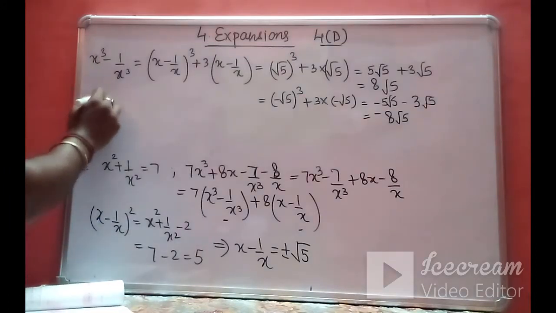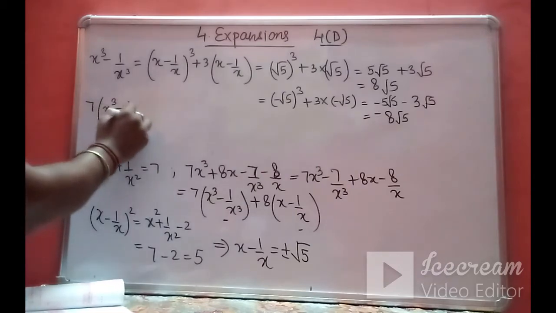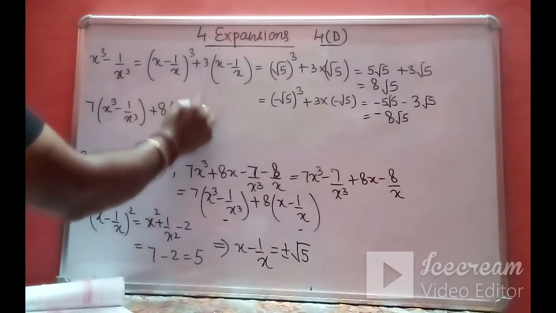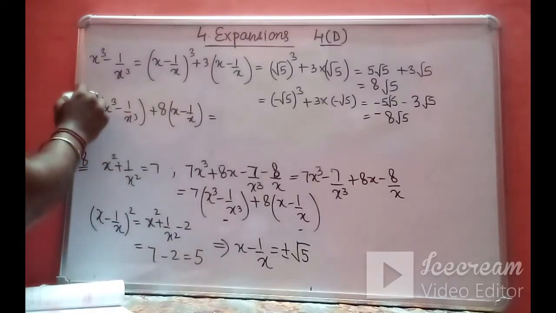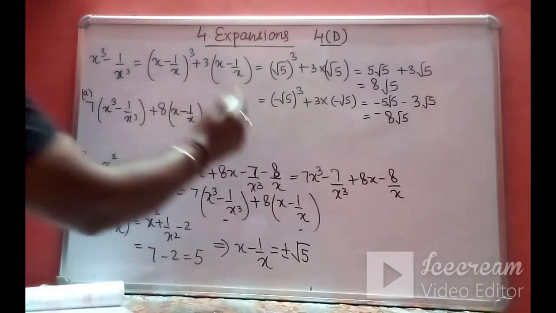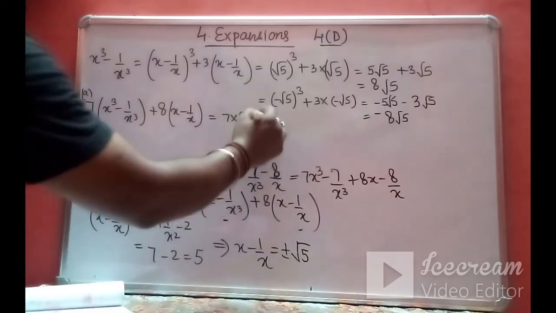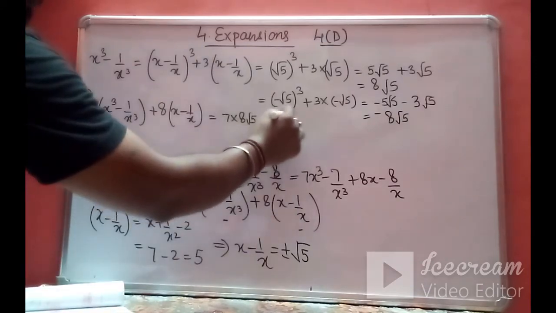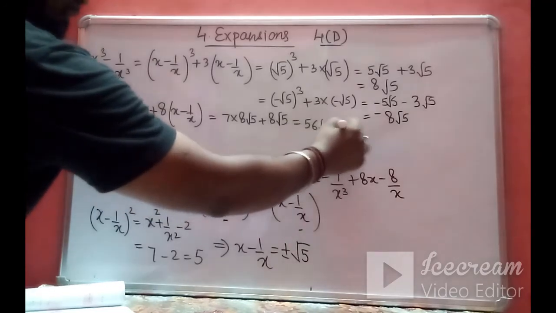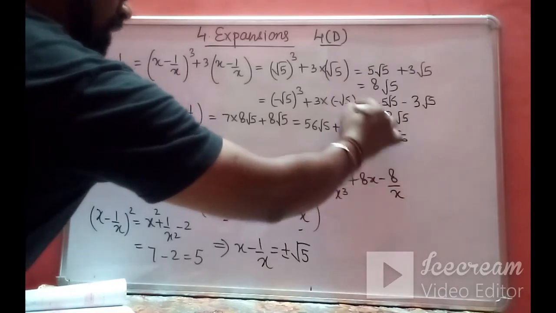Now we will find the value of this expression. So we will get definitely two values, plus 8 x minus 1 upon x. So first value that we will get when we put this as 8 root 5, that is 7 into 8 root 5 plus 8 into root 5. So it is 56 root 5 plus 8 root 5. So our answer is 64 root 5.